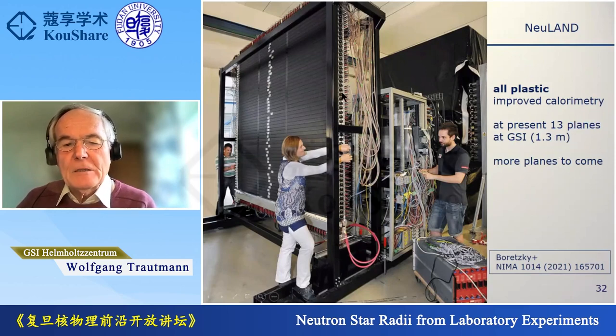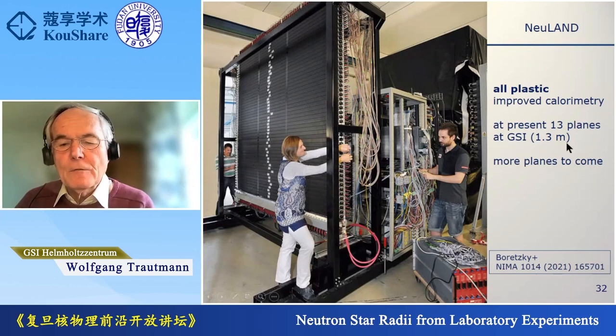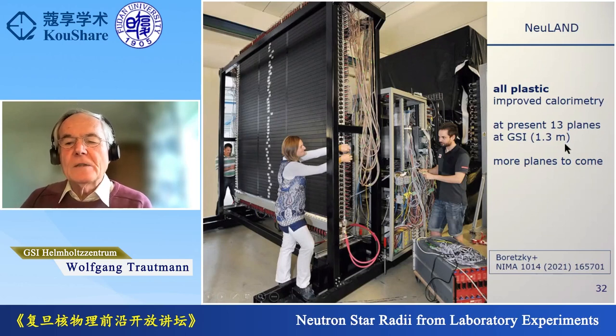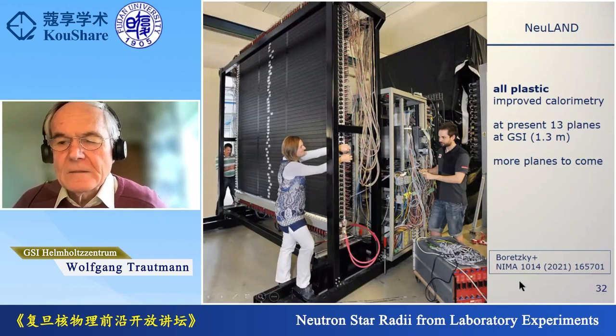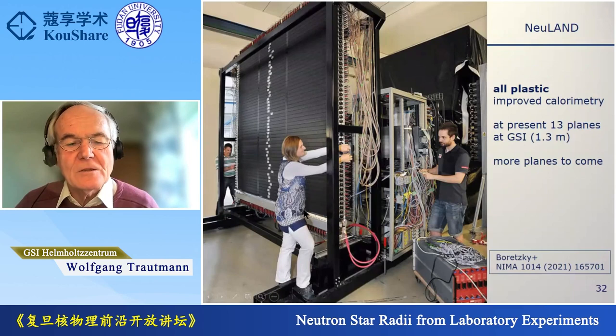A plane is a double plane of 10 centimeter thickness. You see here the various plastic scintillators of this, now also larger. And the hope is that more planes will come, but already with the existing thickness of 1.3 meter, it will allow an improved measurement of neutrons and charged particles. Details of this detector are given in this paper of Constanze Boretzky and the many co-workers, and she is actually shown here working on the detector.